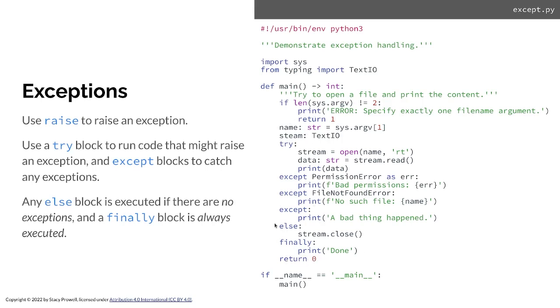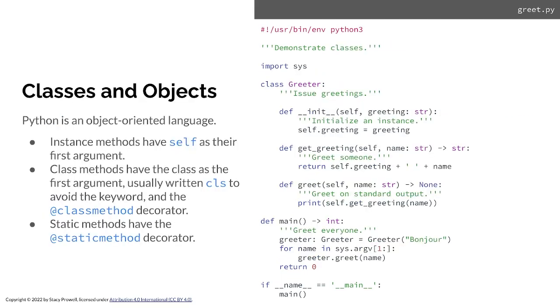The finally block is always executed. The else block is executed if there are no exceptions. Otherwise, the first matching exception is executed, and if none match, you can have a general catch-all that catches all the exceptions. If you want to raise an exception, you say raise, and then you give it an exception to raise. So that's pretty much that.